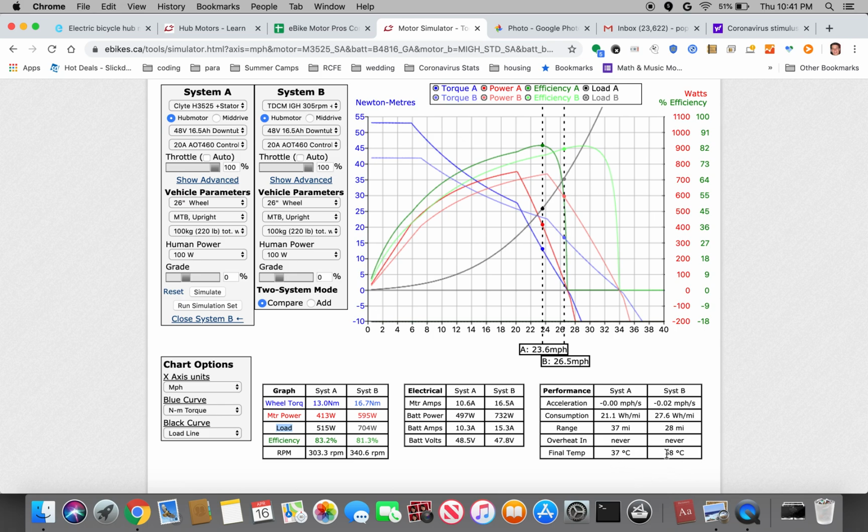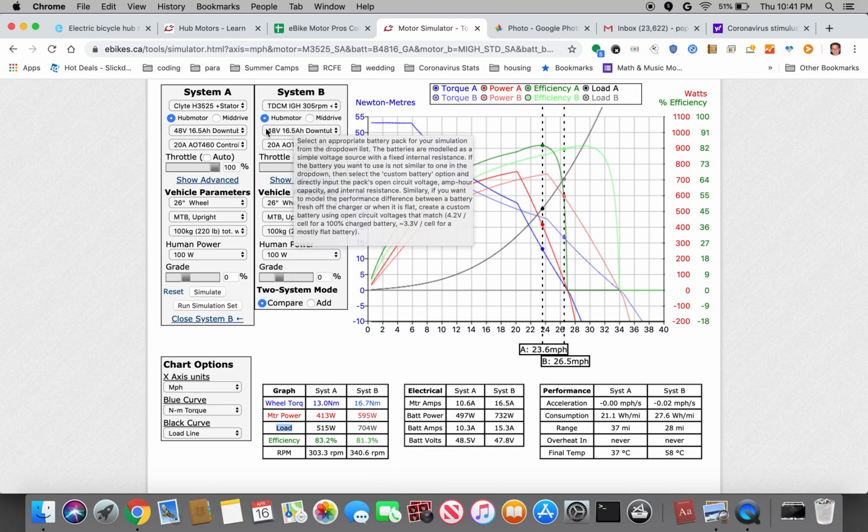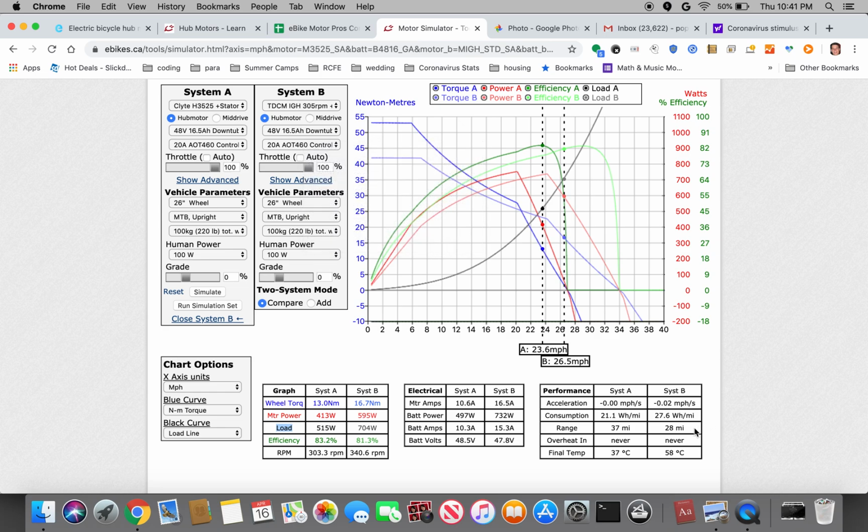You can actually see here the TDCM at full throttle will go faster at 26.5 miles per hour, but it's going to have significantly lower efficiency. And given the same battery, you are actually going to lose a lot of range. So not only is it a lot less efficient, because you're going at a faster speed, you're using a lot more power.